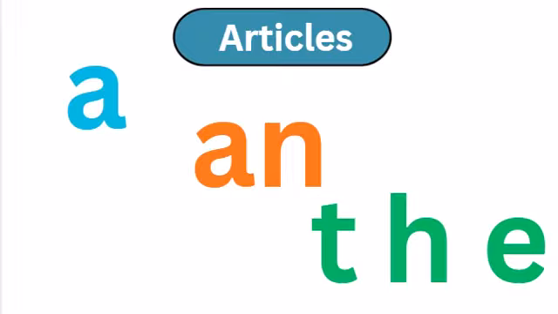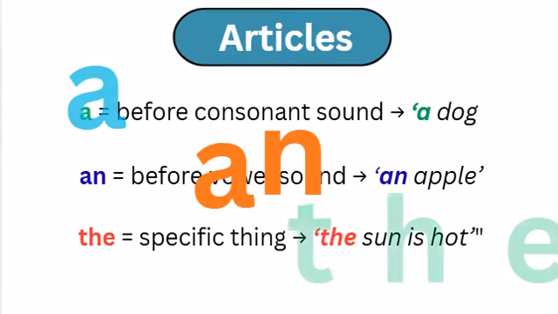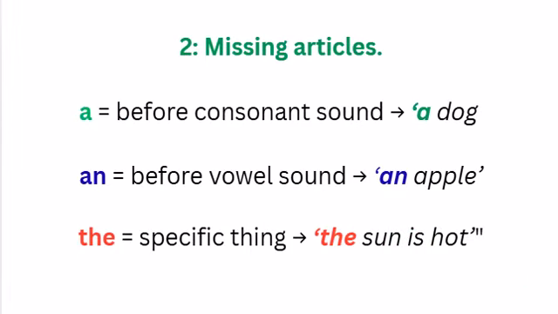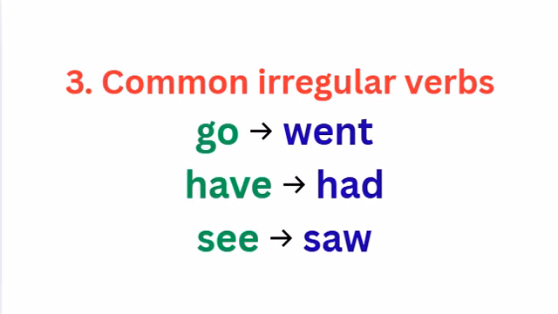Articles. I have a cat is the correct one. You should not say I have cat. So a comes before a consonant sound, an comes before a vowel sound, and the comes before the specific thing that you know. So for example, a dog, an apple, the sun is hot.